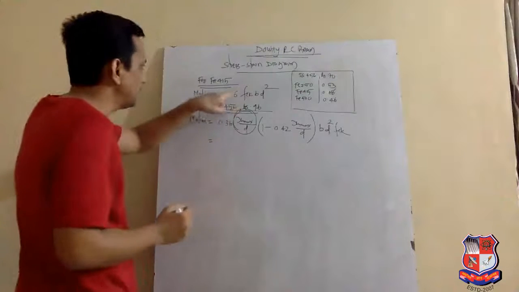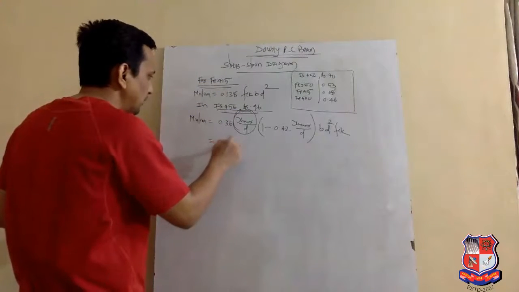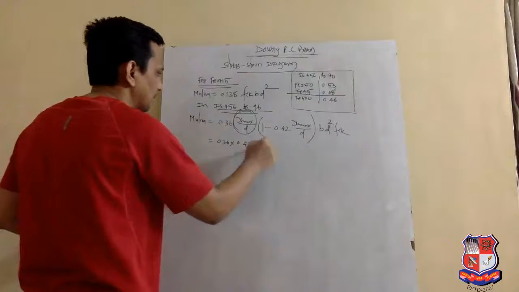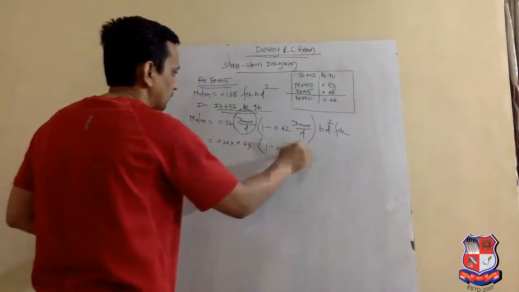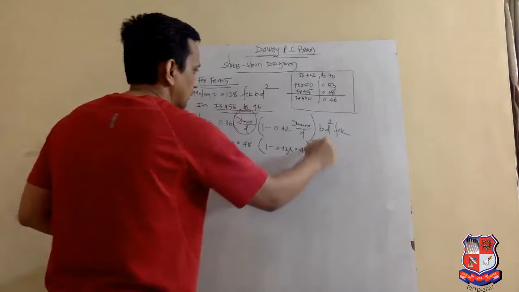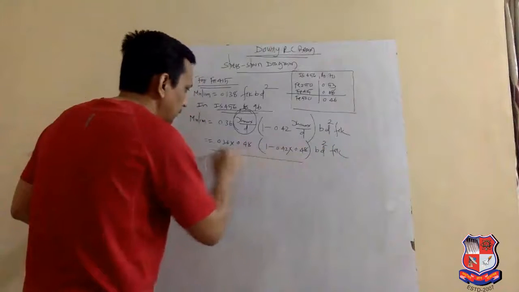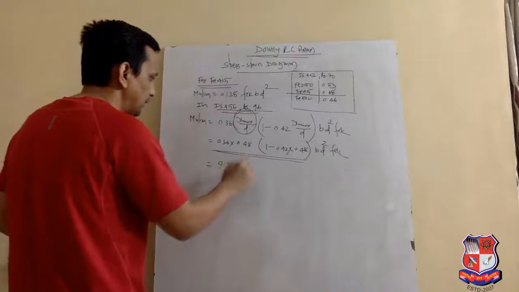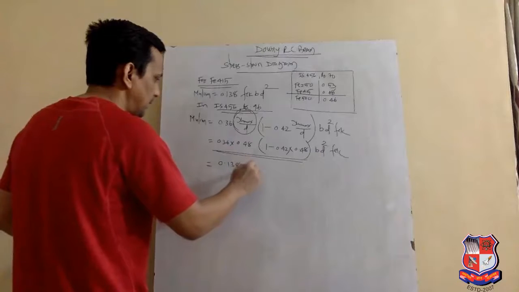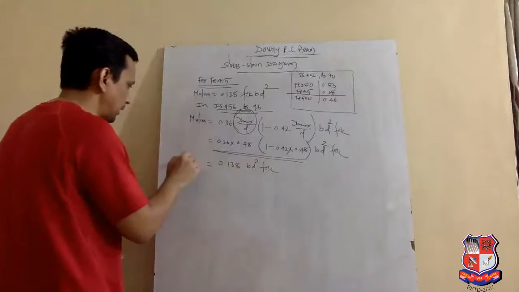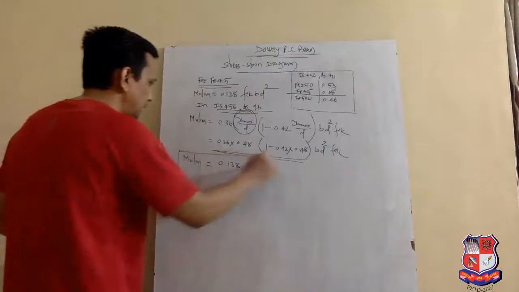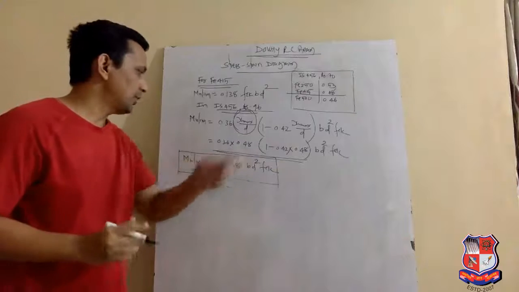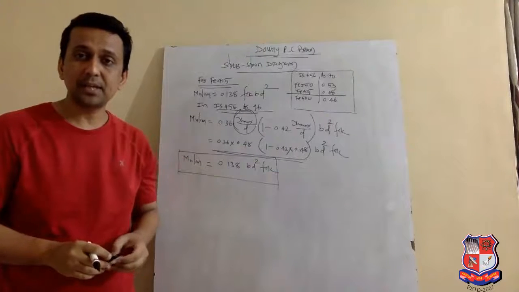Now we are using Fe 415. So what will be the value of XU max by D? 0.48. If we calculate this, you will get the value 0.138, then the remaining is BD square FCK. So in this way, we can calculate the equation of MU lim is equal to 0.138 FCK BD square.